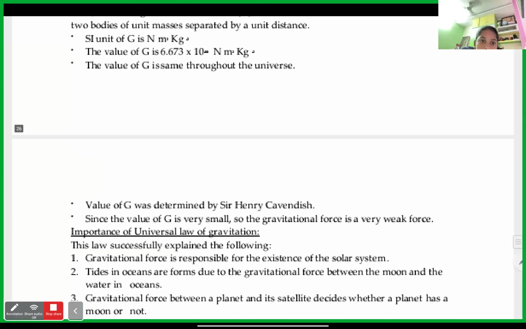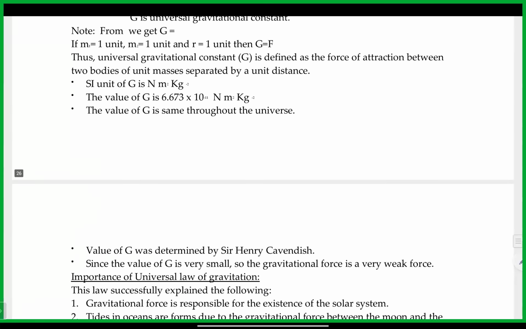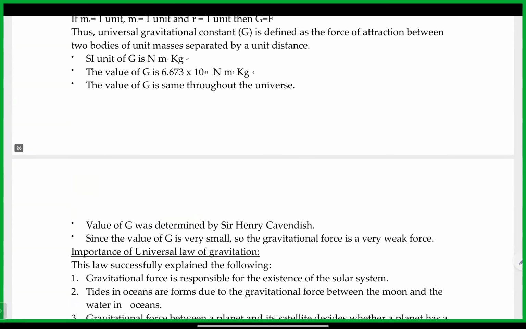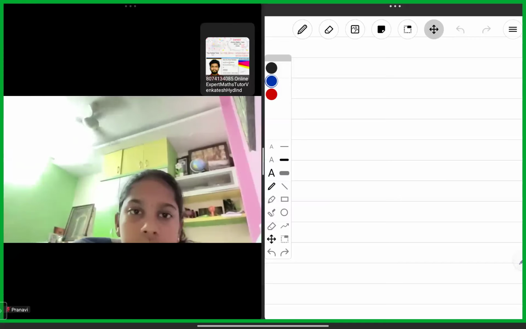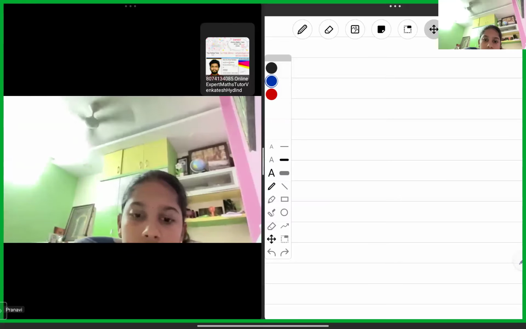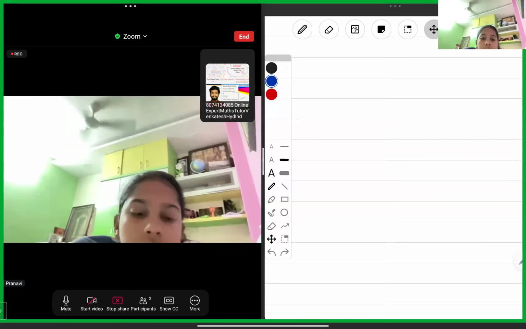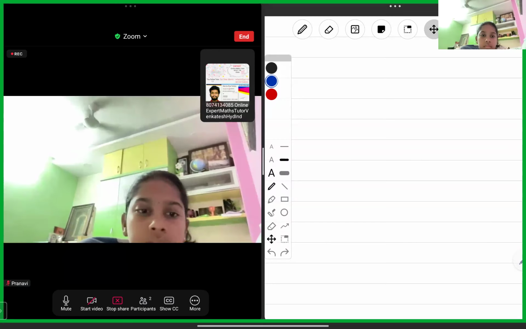And this universal gravitational constant, the value of G, was determined by Sir Henry Cavendish, this person. Since the value of G is very small, the gravitational force is a very weak force. Because of that reason, some other heavy body also cannot attract us directly. But there is a force. Yes, sir, I understood.